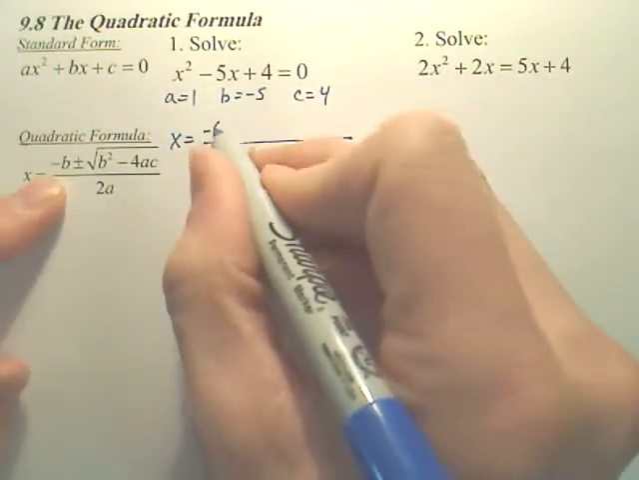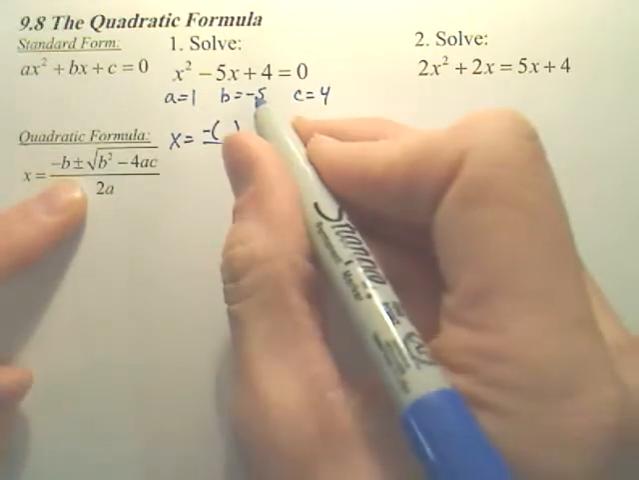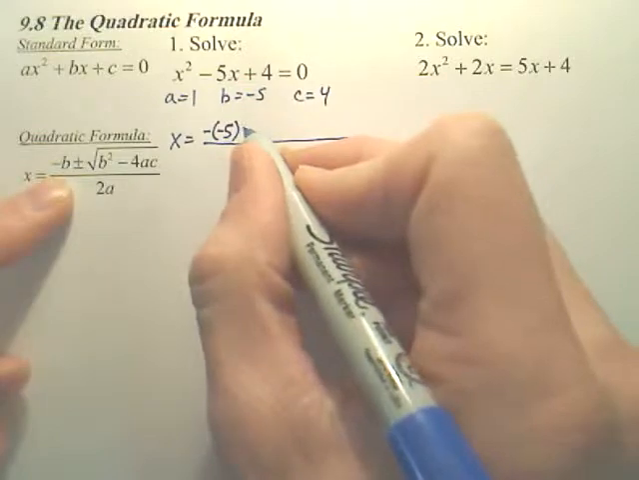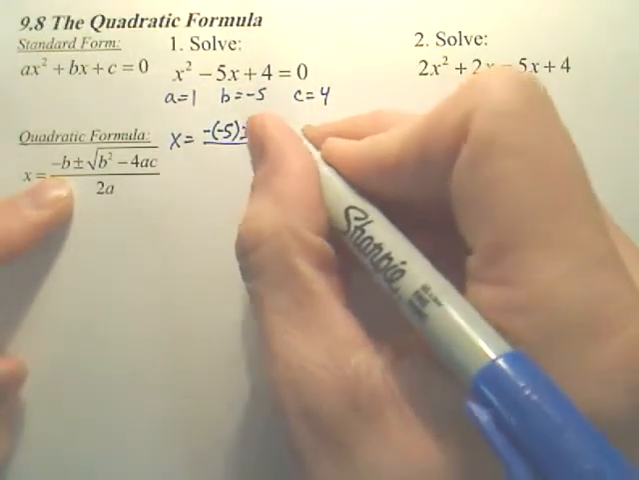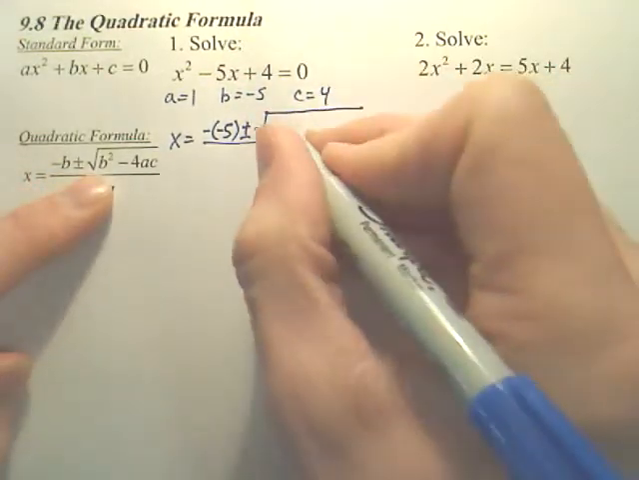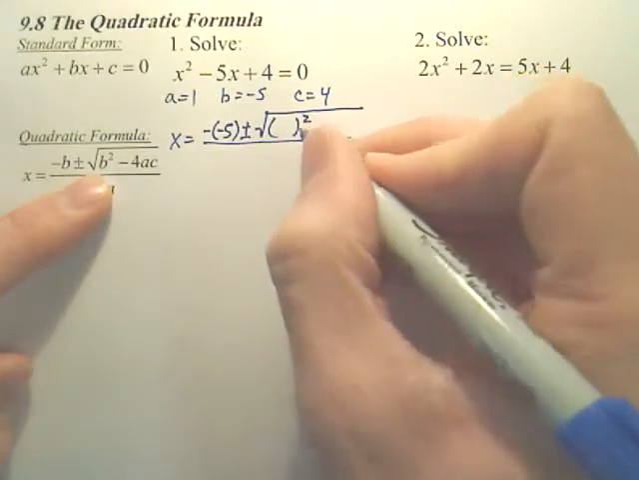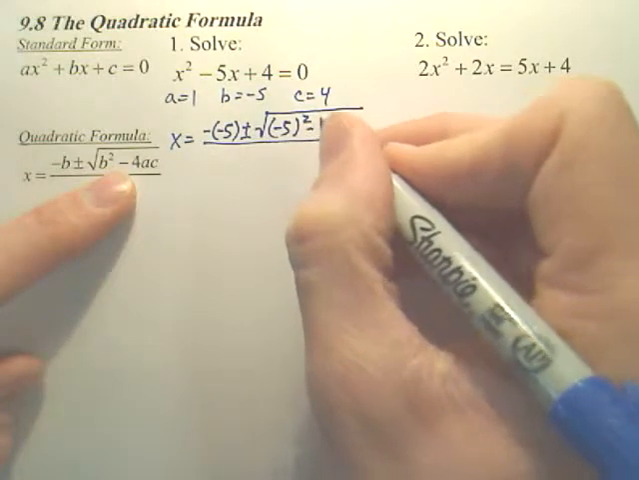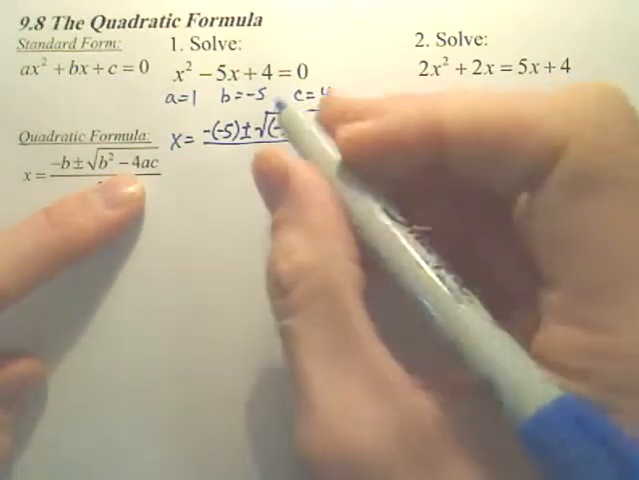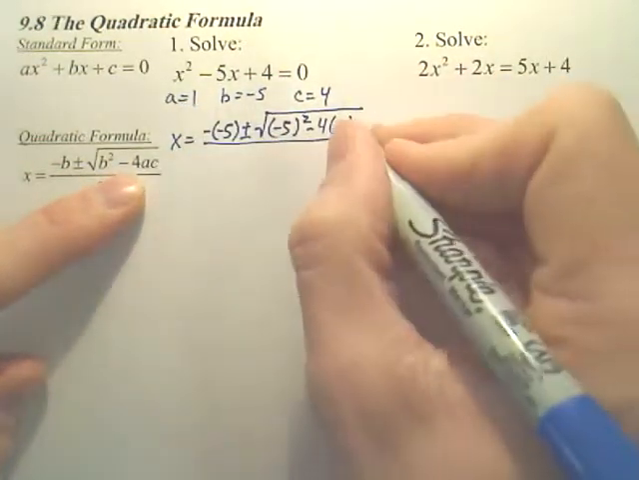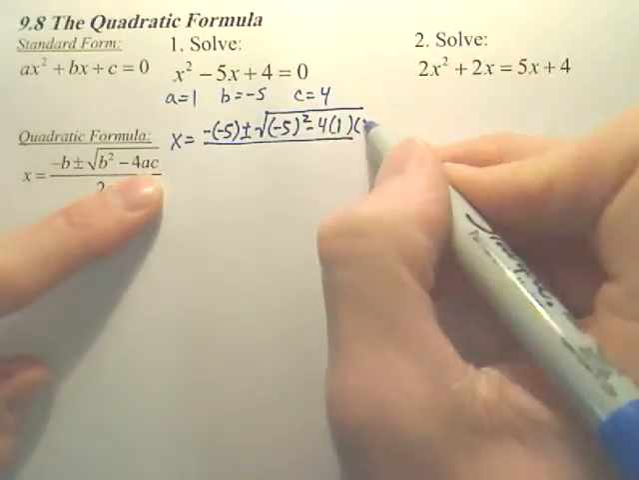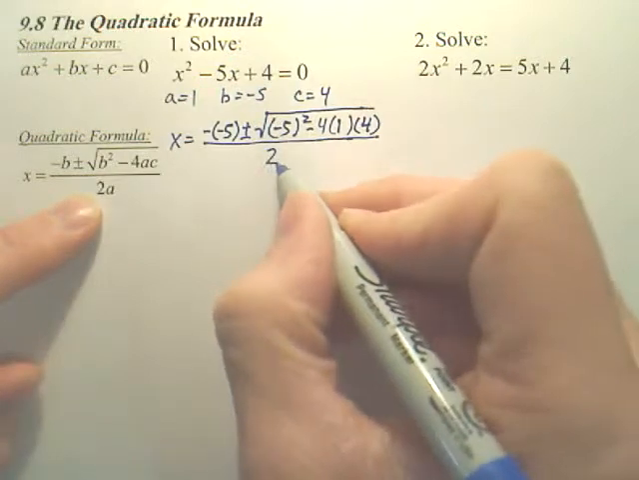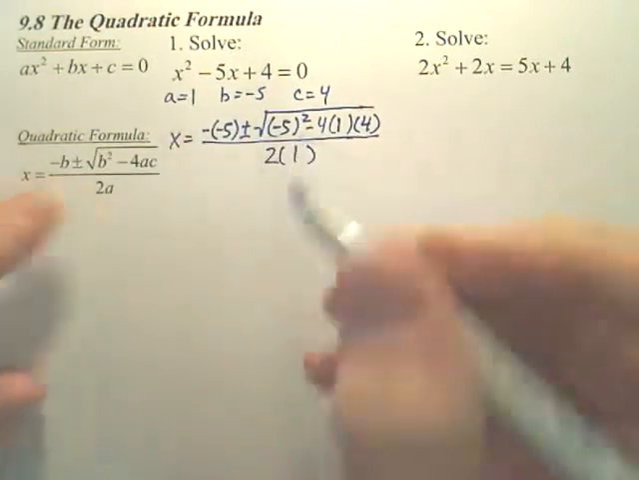So we do negative B. B is -5, so the opposite of -5, plus or minus the square root of B squared. So what are we going to square? We're going to square -5, that's B, minus 4 times A. Well, A is 1, so that's 1, and C is 4, all over 2 times A, which was 1.